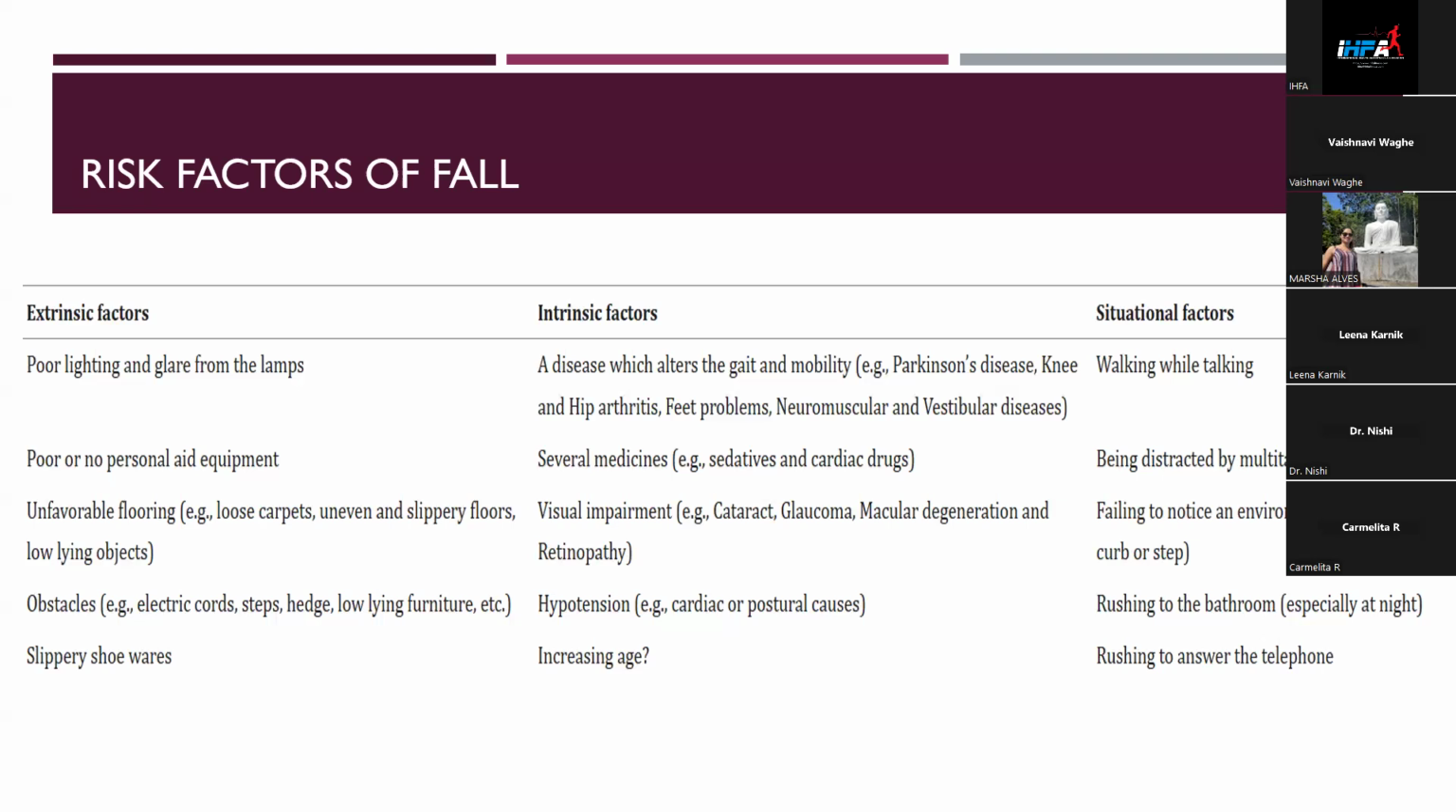Everyone clear? So these are the different factors which you have to assess. Specifically ask in your history, check their environment, check the amount of activity they do, check their strength, and then see which was the major factor of the fall, and always modify and change them. Everyone clear? Yes, ma'am. Okay.